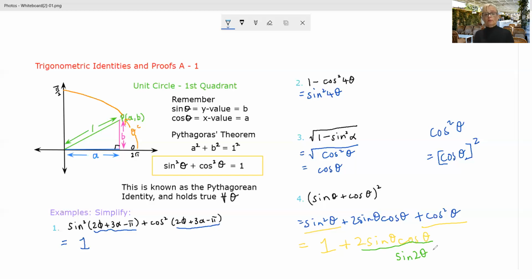In our next video, I'm going to give you some of the main ones that you need to know, and then I'm going to teach you how to do an identity proof. It is very important the way you do an identity proof. You can't assume that it's equal in order to prove that it's equal. So I'll show you all about that in our next video.